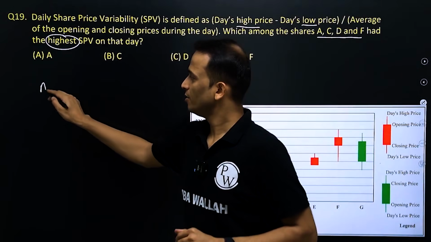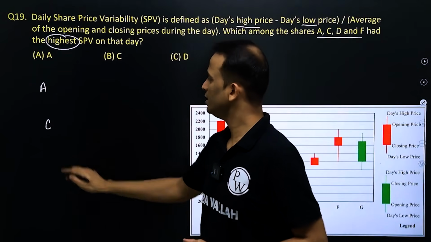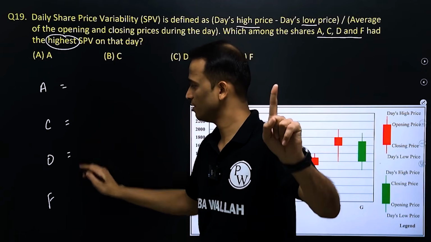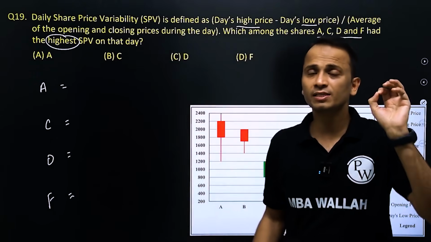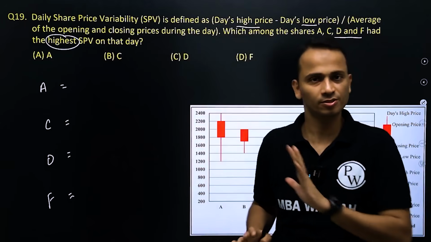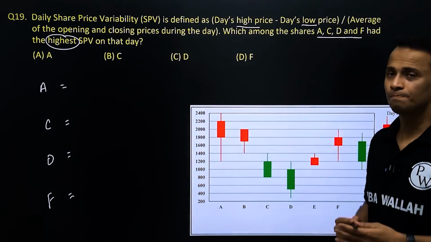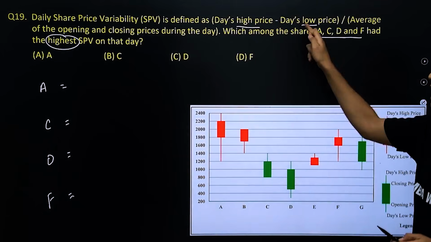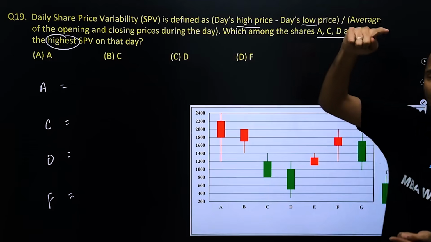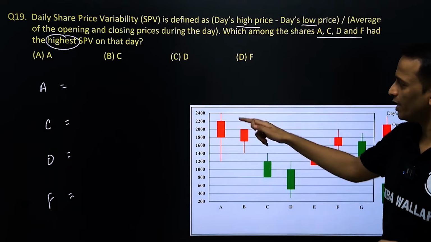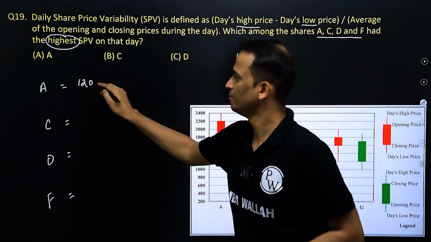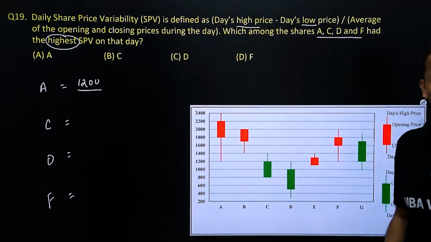Now I'll write the SPV for each of these shares one by one, and I'll make sure that I'm not doing any kind of simplification. I'll just write these fractions. Now for A, days high minus days low, the endpoints of the stick. So for A, 2400 minus 1200 is 1200, divided by the average of opening and closing.